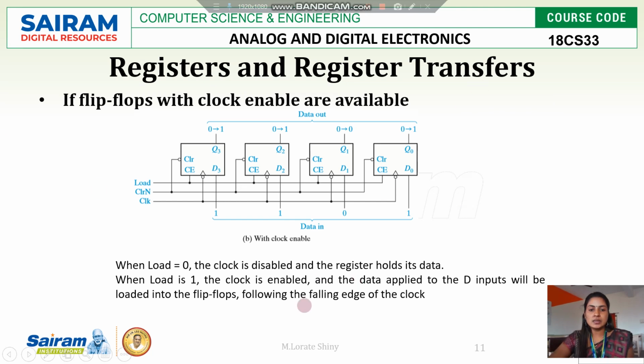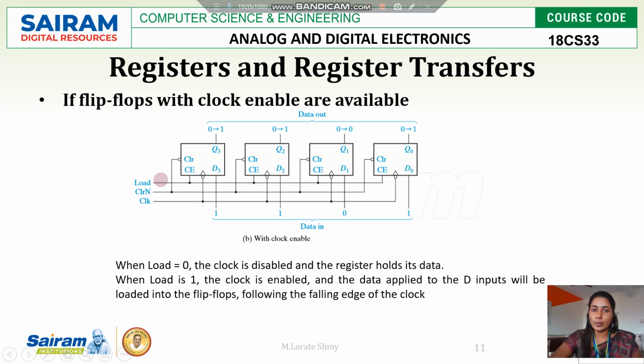Next one is clock enable. So instead of using gate, because if you use gate, then delay problem will arise. So instead of going with the gated clock, we can move with clock enable. Okay, so load is one input, clock is another input, clear n. So if you want to clear everything, you will apply clear n.